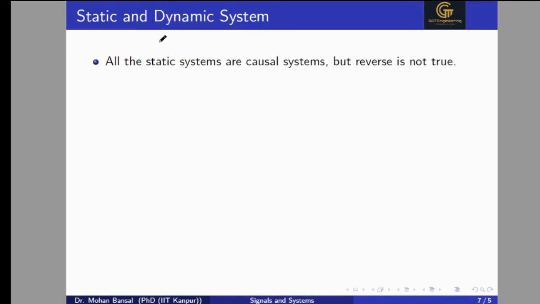As we know, a static system depends only on the present value, and a causal system depends on the present as well as past value. Okay. So we can say that all static systems are causal systems, but the reverse is not true because some causal systems depend on the past value, but that will become dynamic. But all static systems depend only on the present value of the input signal. So this kind of system will be causal as well.